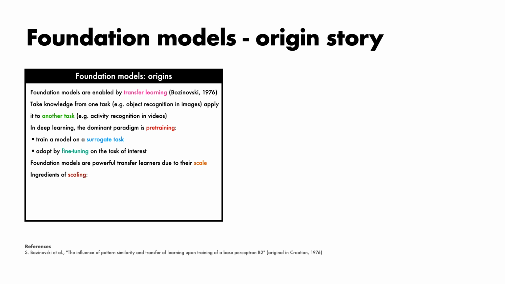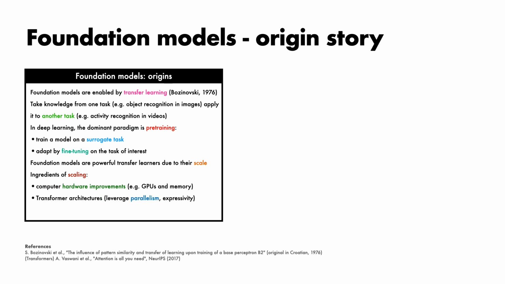Three ingredients, in particular, have gone into their scaling. The first has been computer hardware improvements, notably GPUs and larger memory. The second has been the introduction of transformer architectures, which are particularly effective at leveraging hardware parallelism and providing expressivity. The third has been the growing availability of training data.